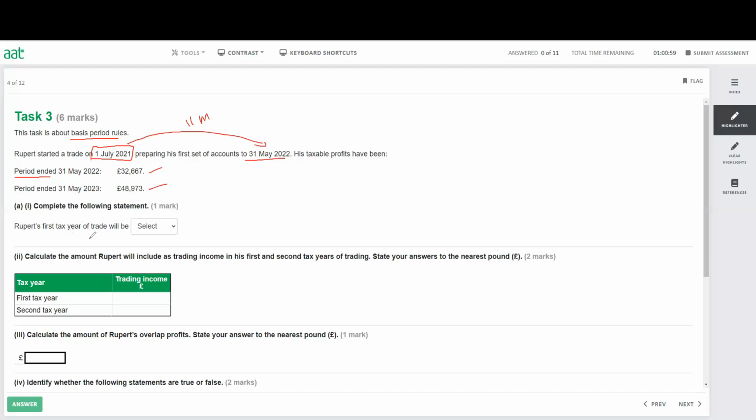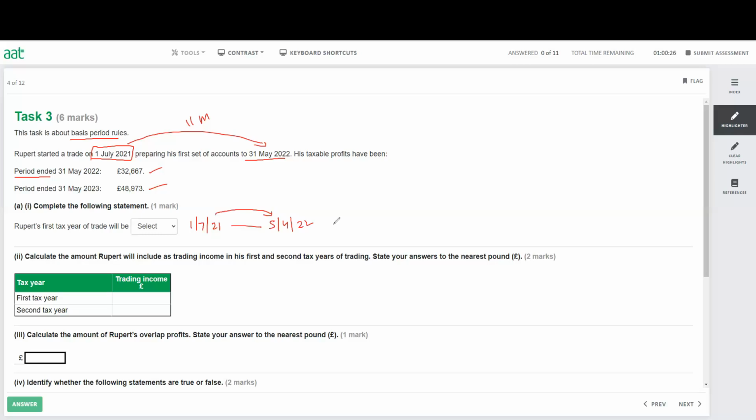Rupert's first tax year of trade will be what year? To find it out, this one is very simple. The day we started the business, from 1st of July 21, we have to stop next year, 5th of April. So 5th of April 2022. Always remember the day we have started the business, from that we have to keep going until we stop 5th of April 2022. It could be any year, but we stop on the following 5th of April.